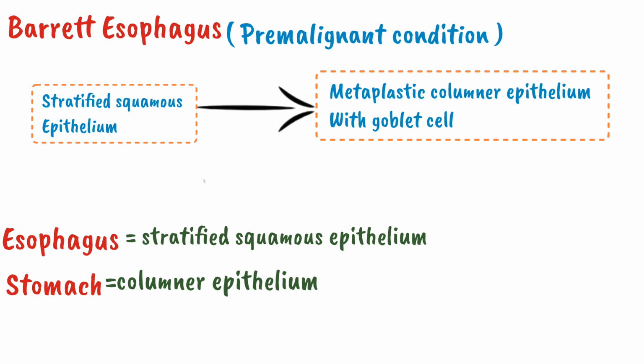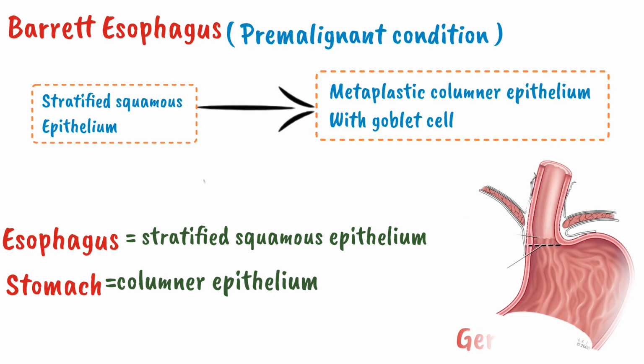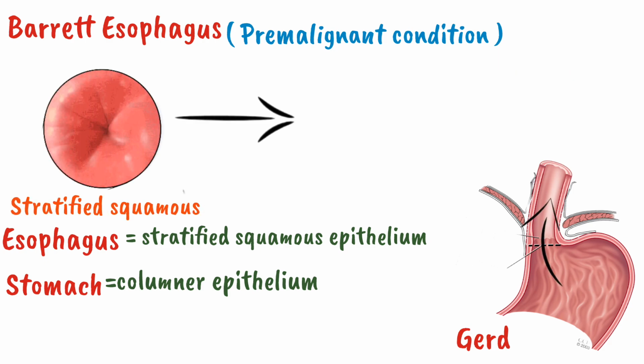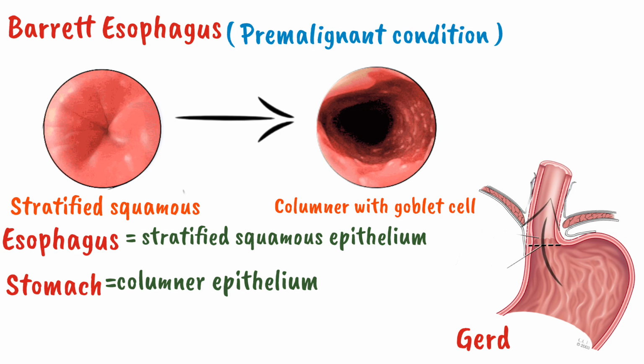So whenever a patient has chronic GERD, in GERD there is a reflux of gastric content from the stomach to the esophagus, and the gastric content is acidic. Due to the prolonged acidic environment in the lower esophagus, the esophagus will adapt itself to the acidic environment. In this adaptation process, the stratified squamous epithelium of the esophagus will change itself into columnar epithelium with goblet cells, and this is called Barrett esophagus.